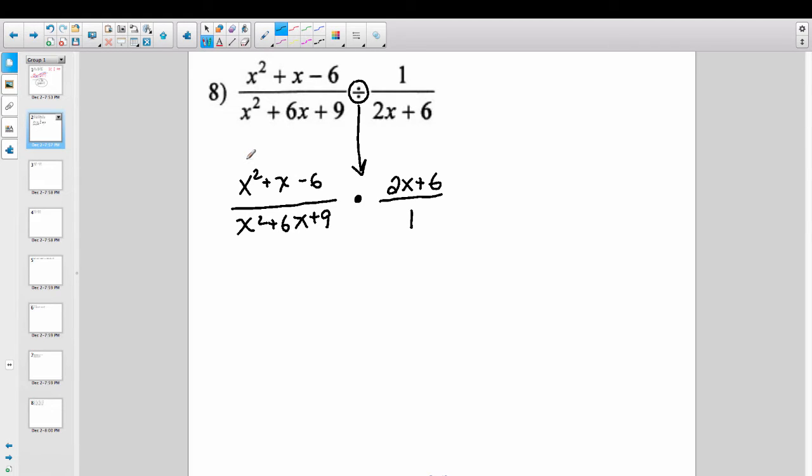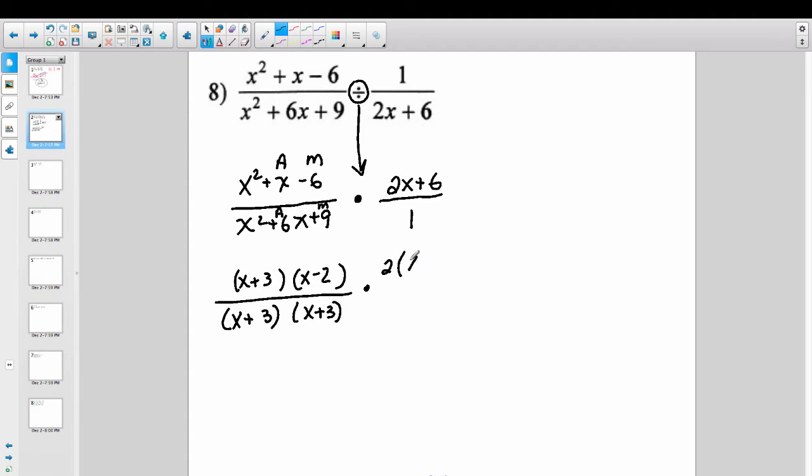This is really just an exercise in factoring. So I would factor this to be what adds up to 1 multiplies to negative 6. 3, negative 2. Okay, the bottom one. What adds up to 6 multiplies to 9. x plus 3, x plus 3. Okay, that's good. Up top looks like a GCF again. And on the bottom's just a 1.